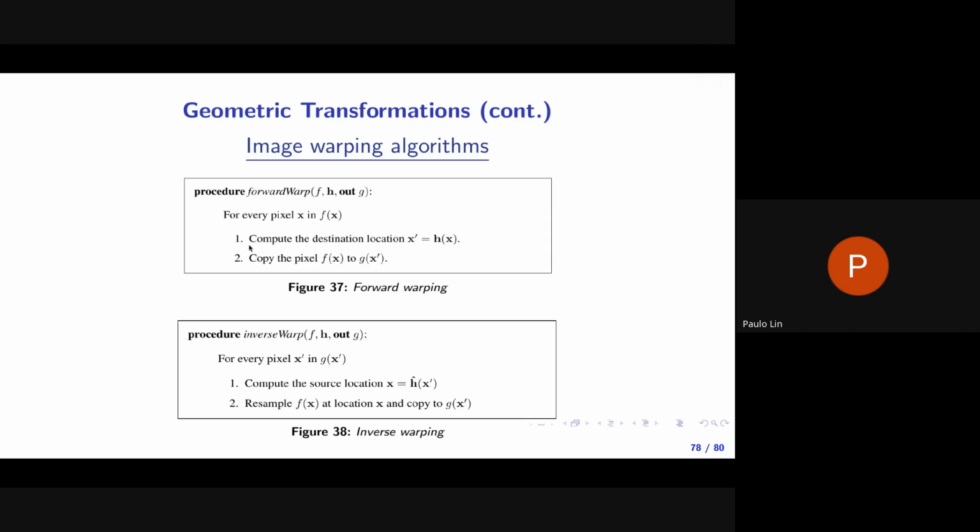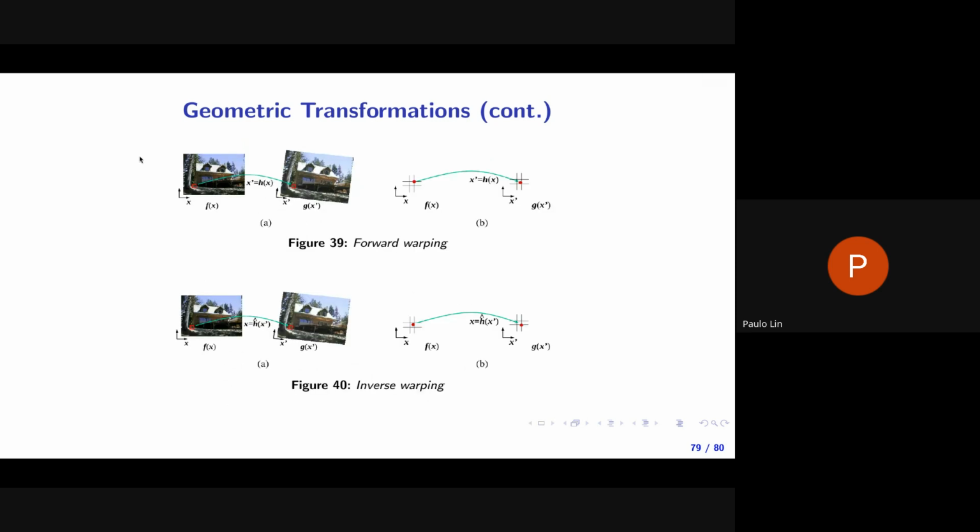So there are two image warping algorithms. The first one is forward warping. The second one is inverse warping. And for forward warping, we start with the original image, and the location of the pixel we want to modify is an integer, and we apply, for instance, a rotation. And now the location of the pixel in the new image can be an integer, or can be a real number, or a float number. That's the problem with forward warping.